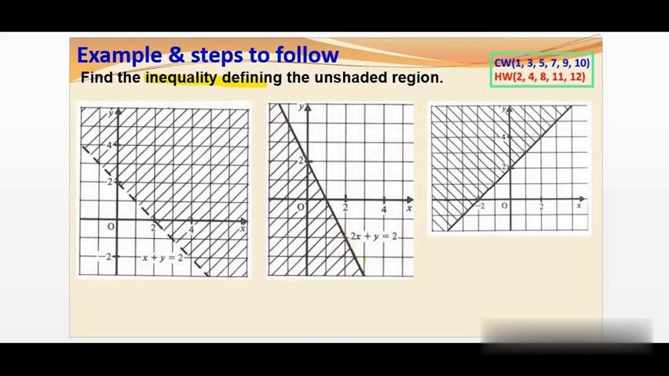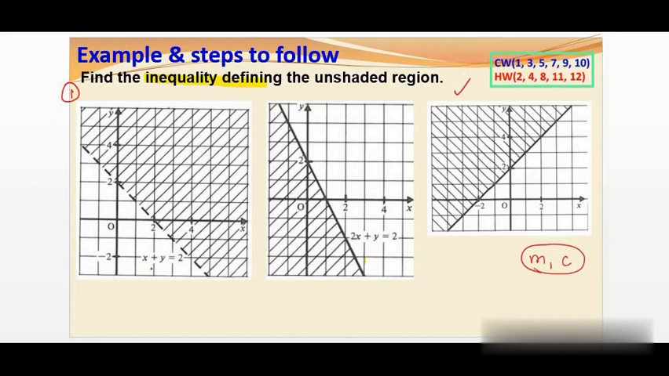The second type of questions will be of this type. There will be no equation of the line given in the diagram. So what we will do is find the value of m, find the value of c, and then make the equation first, and then change it into an inequality by looking at the unshaded region. So first of all, let's discuss this one.